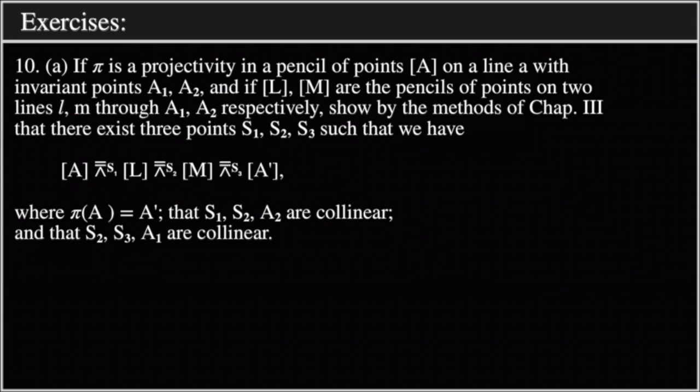10. A. If pi is a projectivity in a pencil of points A on a line A with invariant points A1, A2, and if L and M are the pencils of points on 2 lines L, M through A1, A2, respectively, show by the methods of Chapter 3 that there exist 3 points S1, S2, S3 such that A is perspective with center S1 to L, which is perspective with center S2 to M, which is perspective with center S3 to A', where pi of A equals A', that S1, S2, A2 are collinear, and that S2, S3, A1 are collinear.